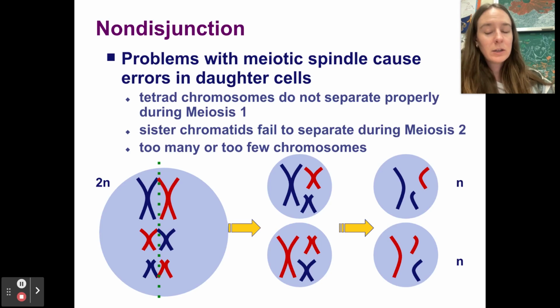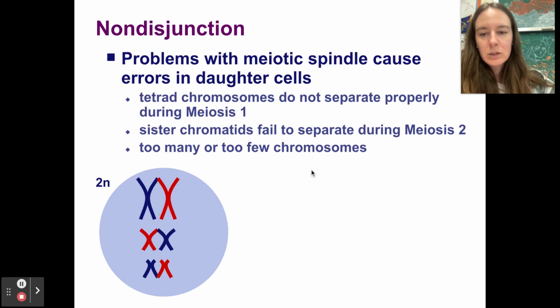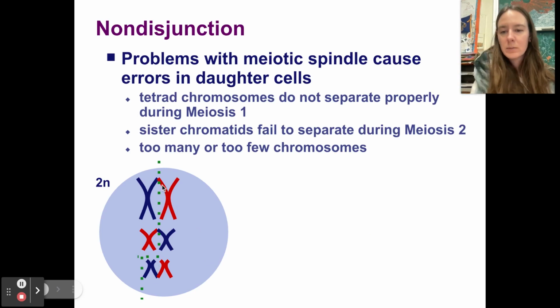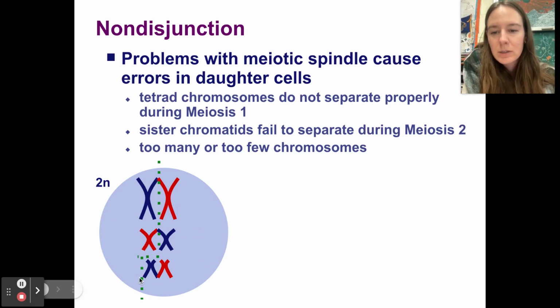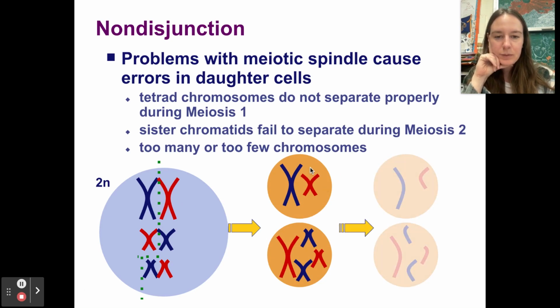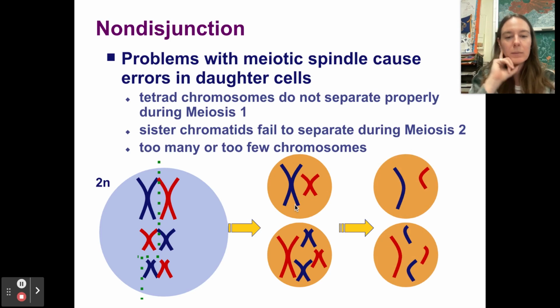So what happens in non-disjunction? Well, let's start over. Let's say you have your diploid cell, and then let's say during meiosis, these tetrads, these homologous pairs, don't separate correctly. When they line up on the metaphase plate, only some of the chromosomes will go into one of the daughter cells in meiosis 1. So here you have 1, 2, 3, 4 chromosomes going in this one, and only these 2 going in this cell. And then in meiosis 2, they'll divide again. The sister chromatids will separate. And now you have 2 chromosomes in this one and 4 chromosomes down here. And so they did not separate correctly.